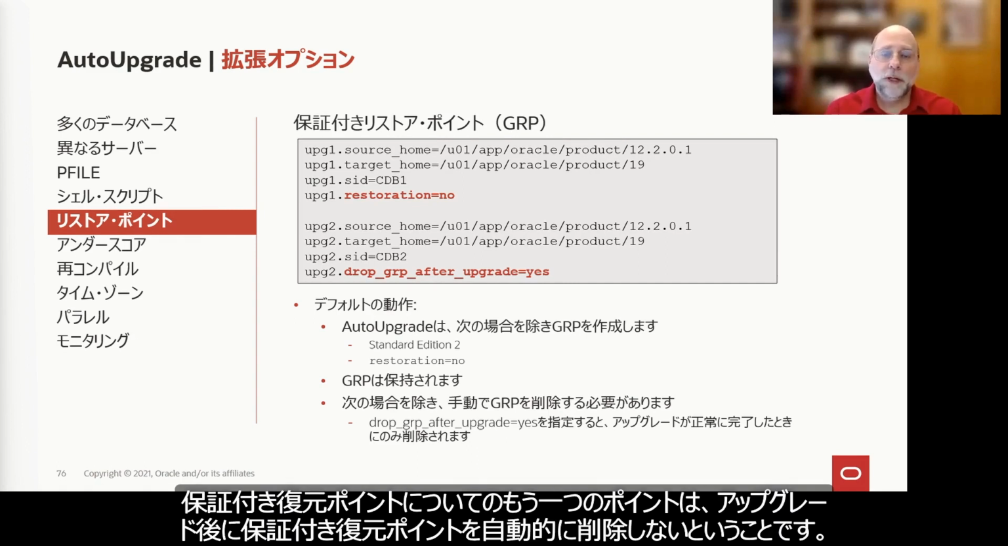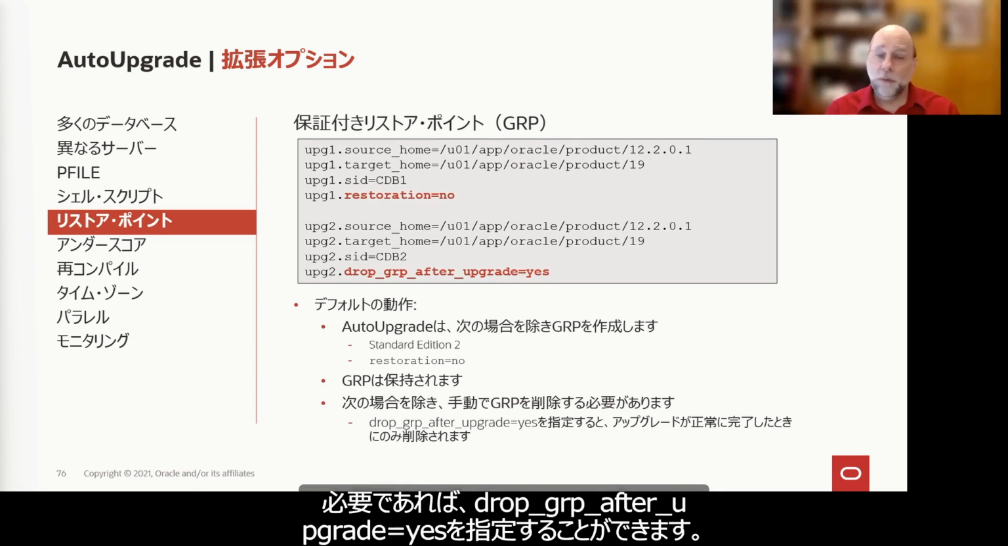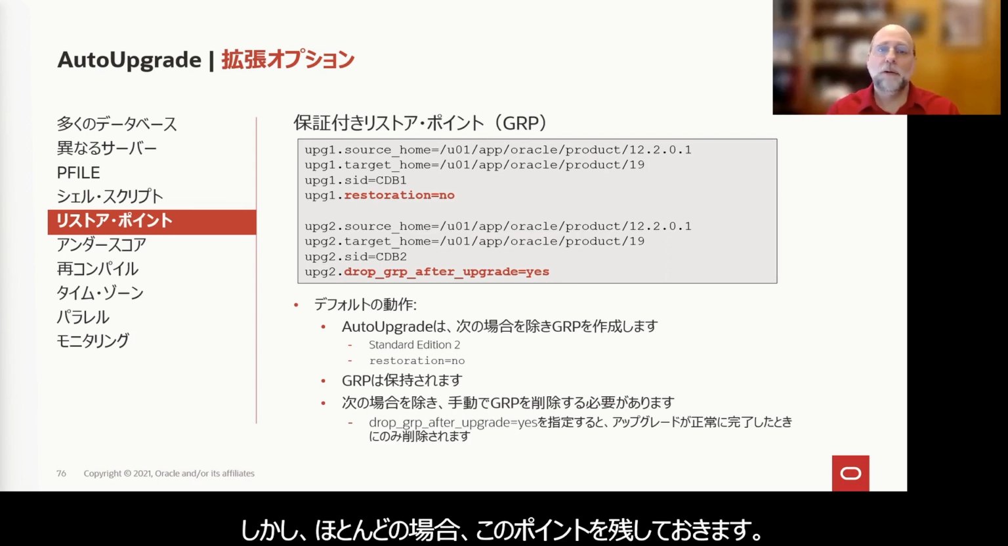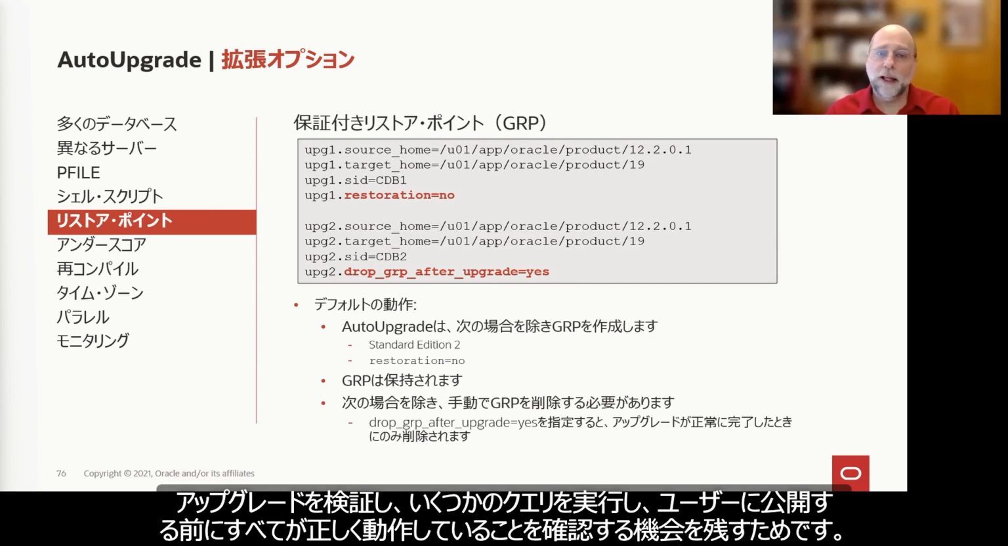The other thing about guaranteed restore points is that we do not automatically drop that guaranteed restore point after the upgrade. We can, if you want us to, you can specify drop GRP after upgrade equals yes. And then if the upgrade is viewed as successful, in other words, it proceeds to the end without any errors and with all the components valid, then we would drop the guaranteed restore point in that case. But for most cases, we leave it around so that you have the opportunity to validate the upgrade, run a few queries, make sure everything's working properly before you open it up to users.